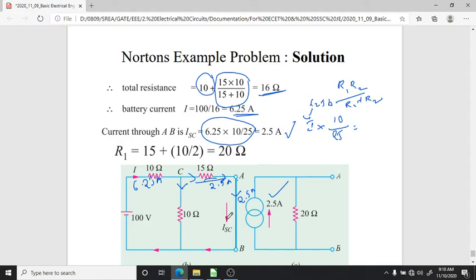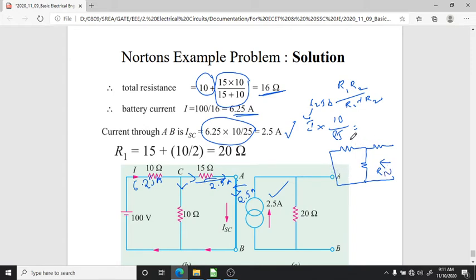And another, coming to Norton's resistance. Norton's resistance is nothing but, by opening the A and B terminals, the effective resistance we need to calculate. For this, whatever voltage source is there, we have to short that voltage source, like this. Like this you need to calculate Rn.